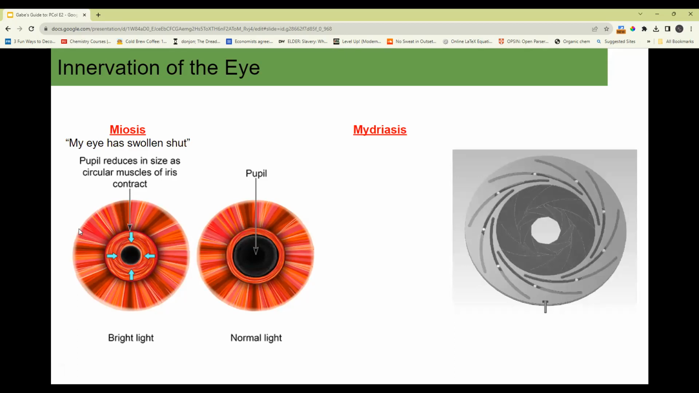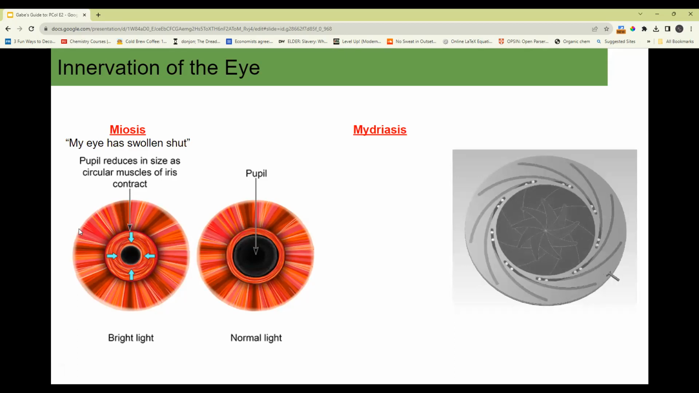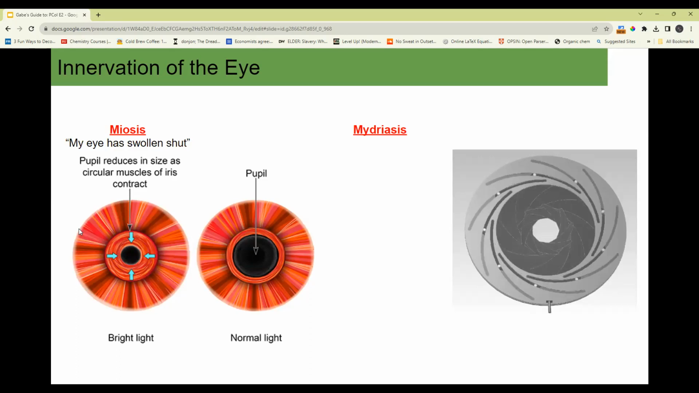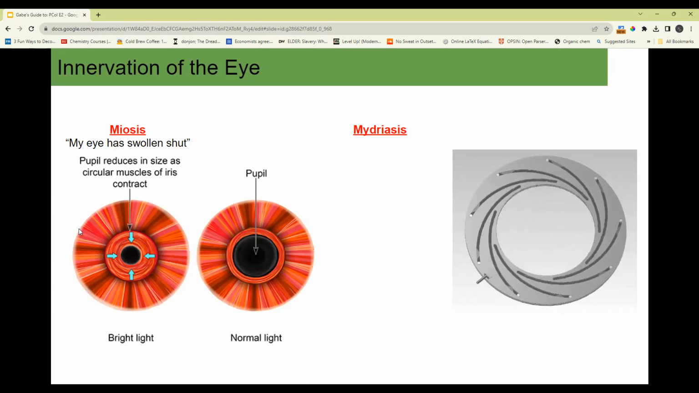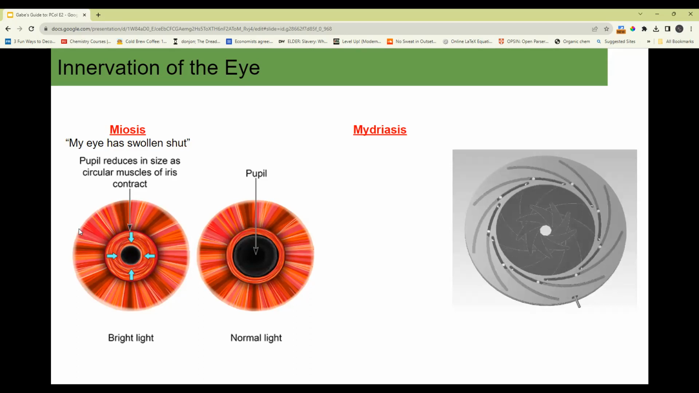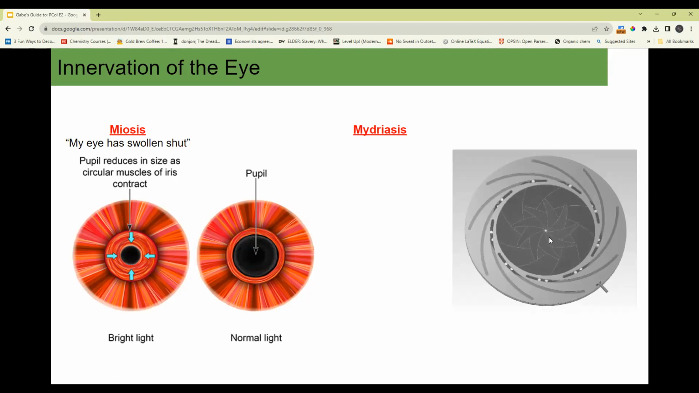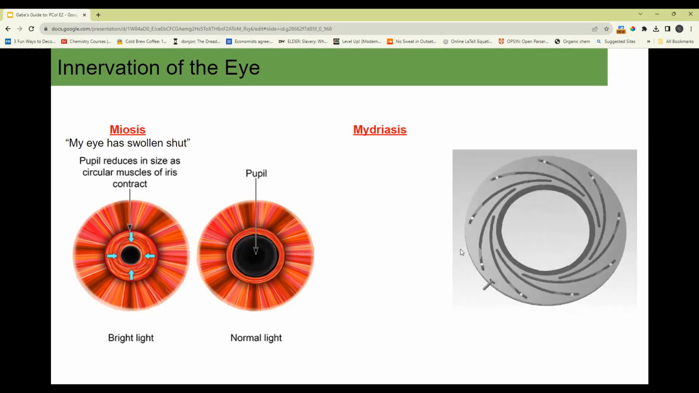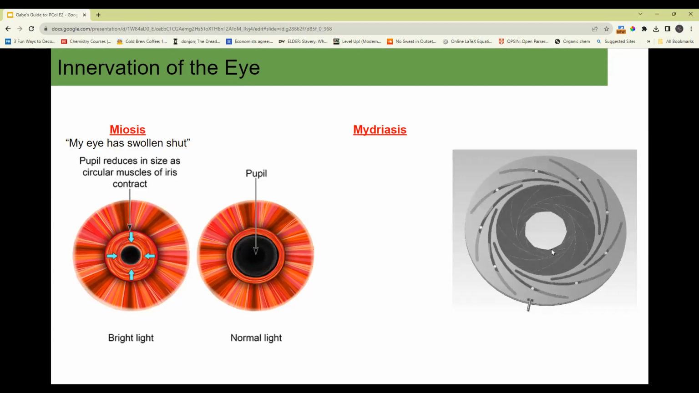The way to think about miosis is kind of like the aperture of a camera, except the only thing that the circular muscles can do is close. So they don't actually open back up in this manner, but they essentially close the pupil in this circular muscle fashion.